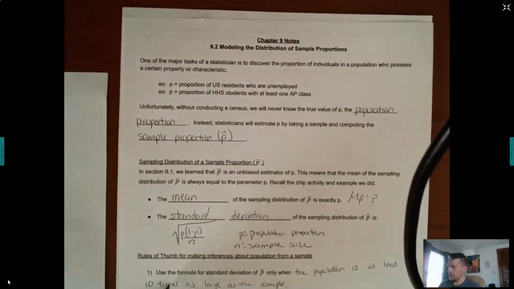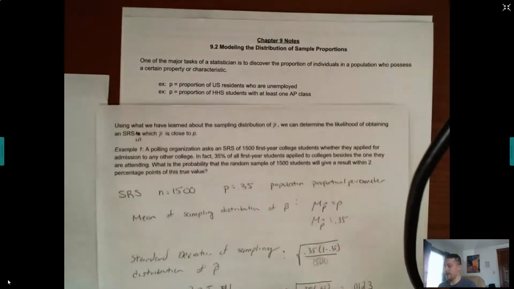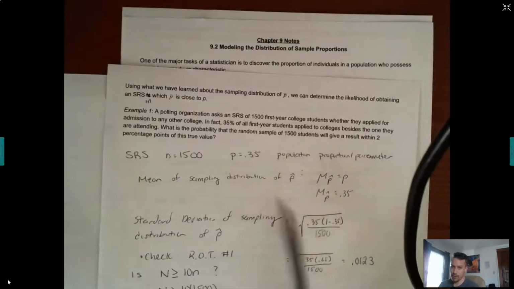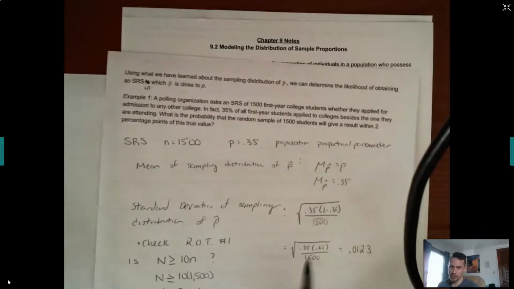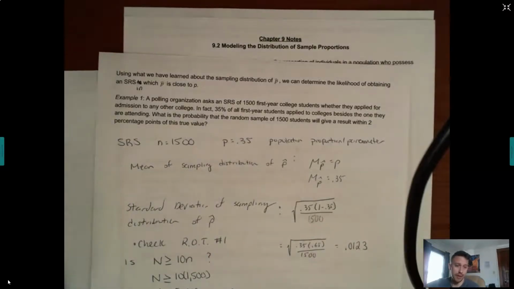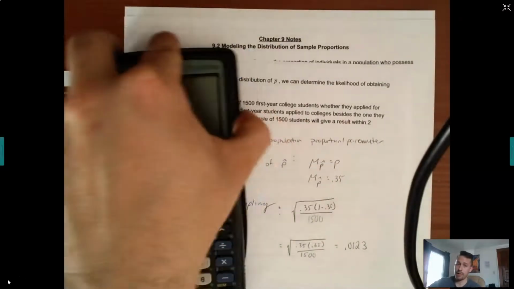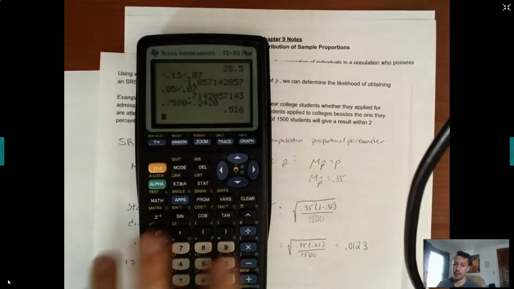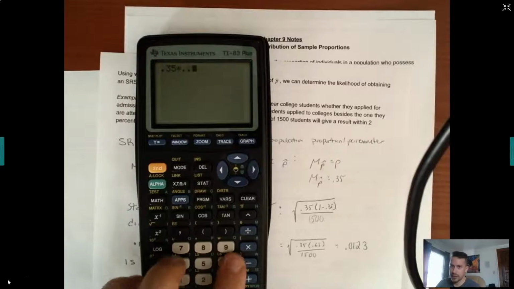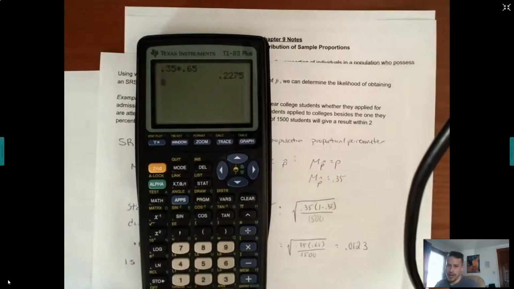So that means we can use the standard deviation formula. So the standard deviation formula is the square root of P, 0.35, times 1 minus P, divided by lowercase n, which is 1,500. 1 minus 0.35 is 0.65. Now I just went to the answer from here, and I'm going to tell you it's just because I would do everything now in the calculator, so you can prevent any round off error. So I'm going to turn my calculator on. I'm going to clear everything. I'm going to do 0.35 times 0.65. I'm going to get that answer.